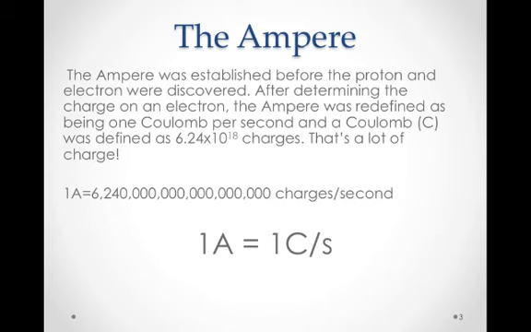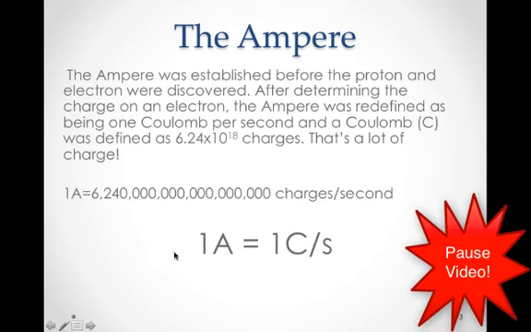Well, what is an ampere? Well, an ampere was established before the proton and electron were discovered. And so it's an awful lot of charge flowing by in a certain amount of time. After determining the charge on an electron, the ampere was redefined as 1 coulomb per second. And if you recall, a coulomb is an awful lot of charge: 624, and then, wow, 16 more zeros after that. So that's a huge quantity of charge that flows by in 1 second. So an ampere is 1 coulomb per second.